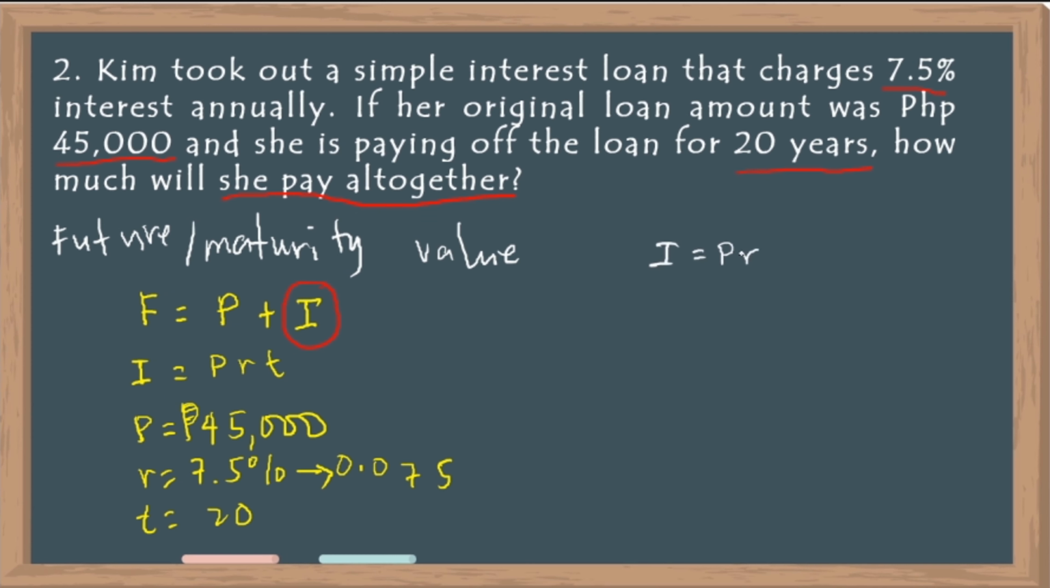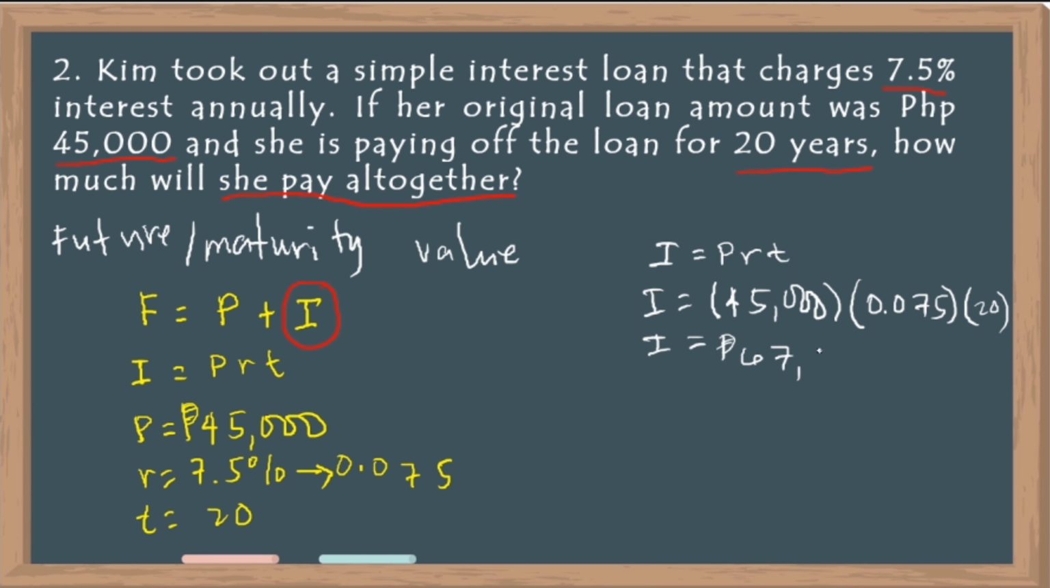So, PRT. Ano nga ulit yung ating principal amount? 45,000 pesos times yung rate natin, ito, 0.075 times yung time natin or term, 20 years. Okay? Kapag minultiply natin yung tatlong yan, ang lalabas dyan ay 67,500 pesos. This is the interest, yung tubo.